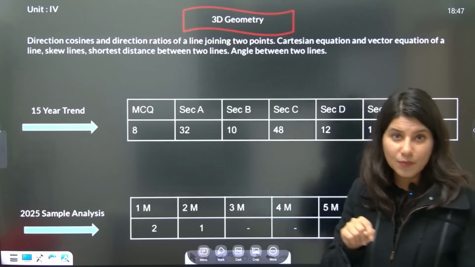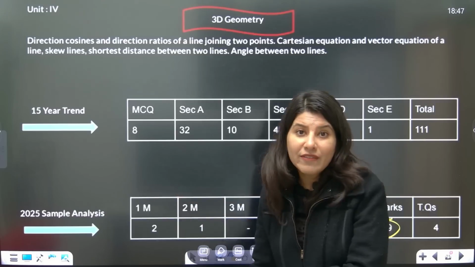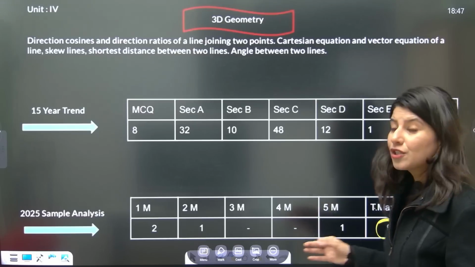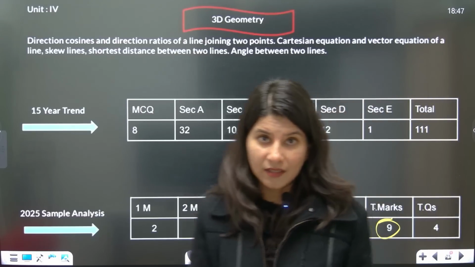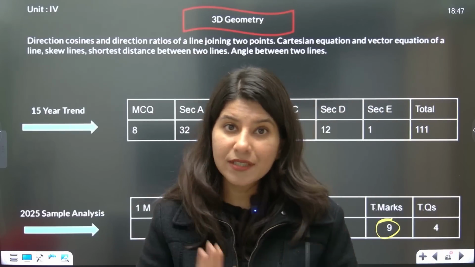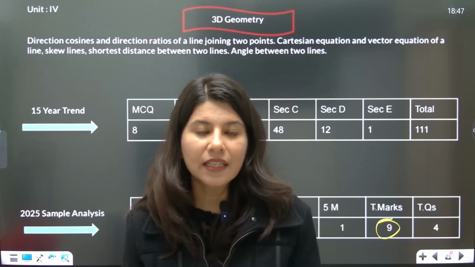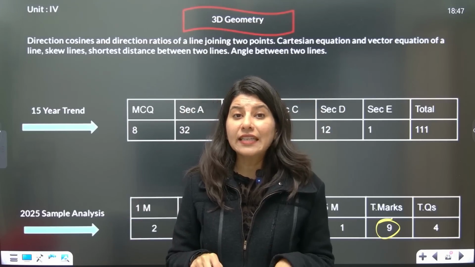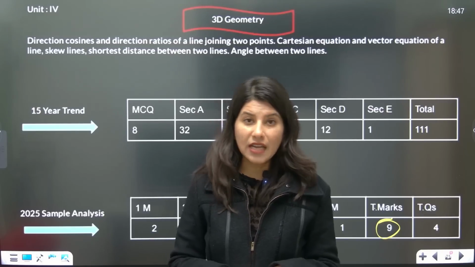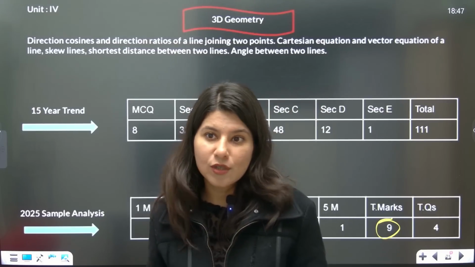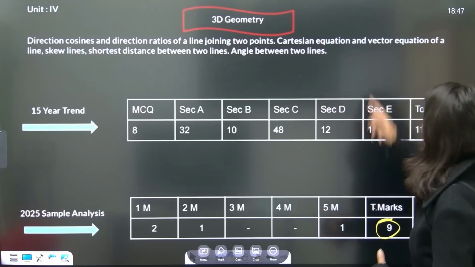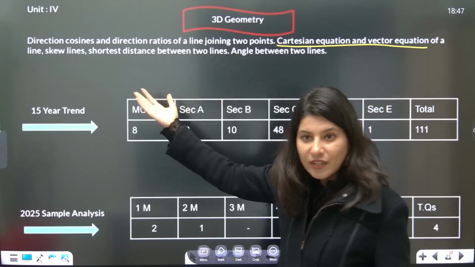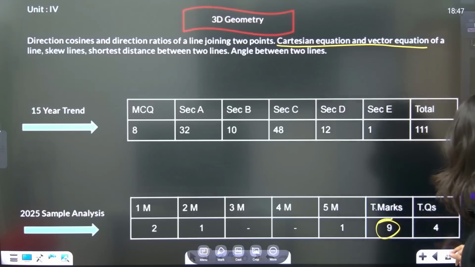Direction ratios is important. Ratio is given and you have to evaluate direction cosine. This is a short question, standard question. Equation of a line when a point and direction is given is important. Equation of a line when 2 points are given is important. Now, you can write the equation both in Cartesian form and vector form. Okay. So, and shortest distance between 2 lines, angle between 2 lines, this is what is important.